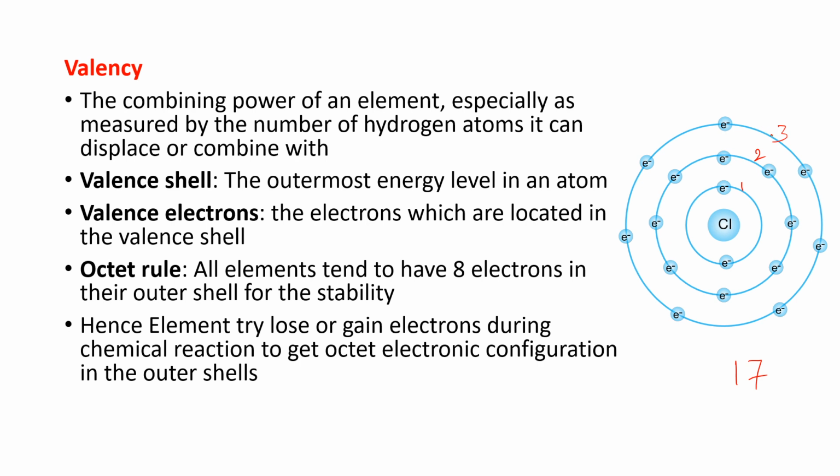Here you can see the third shell is the outermost shell. Hence the third shell is known as the valence shell. The electrons present in the third shell are known as valence electrons. The valence shell means the outermost shell of an atom. Valence electrons means the electrons which are located in the valence shell.